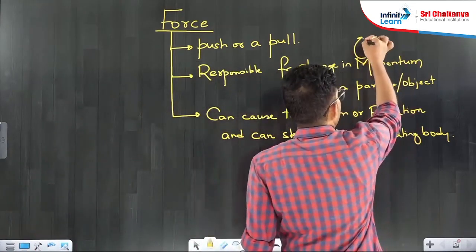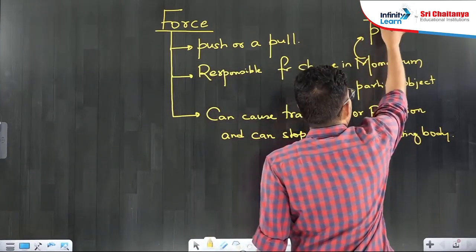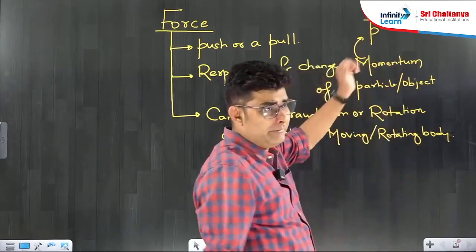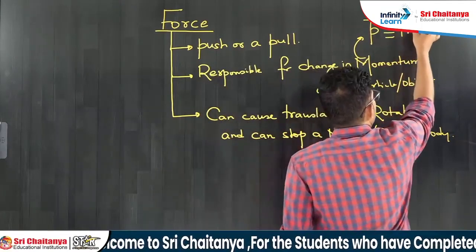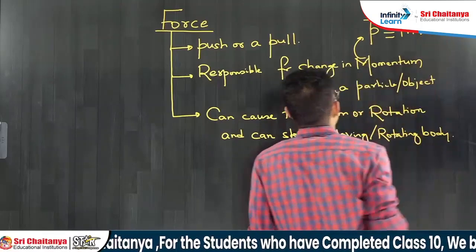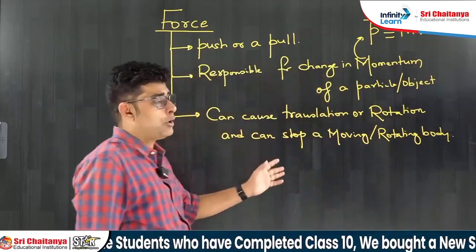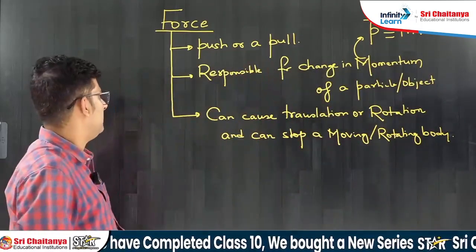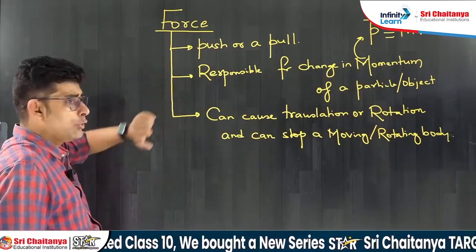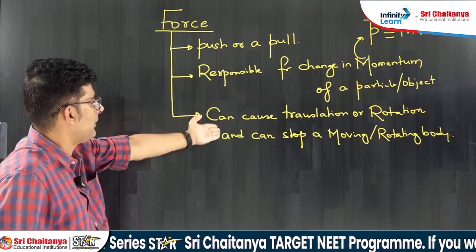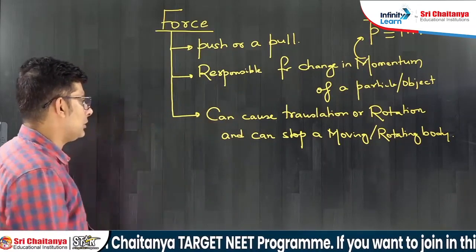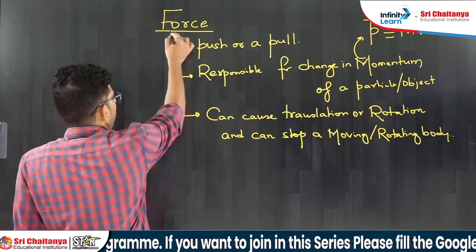When we talk of momentum, you all know that momentum is a vector quantity which we denote as p vector. And how is momentum defined mathematically? We call it the product of mass and velocity. So force is the factor which is responsible for the change in momentum. Now these forces, as I said, push or pull, responsible for change in momentum, can cause translation and rotation in a body.